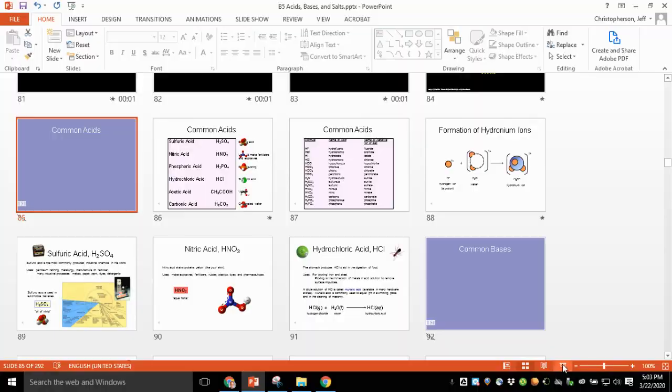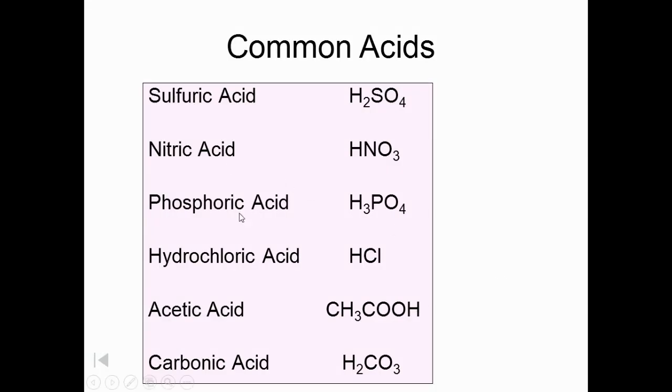Let me try to hit the share button. So in a chemistry class, it's expected that you would be able to identify a substance as an acid or a base. And there's a few very common acids that I need you to memorize, their names and formulas and their everyday uses. And these are the ones that I will ask that you know.